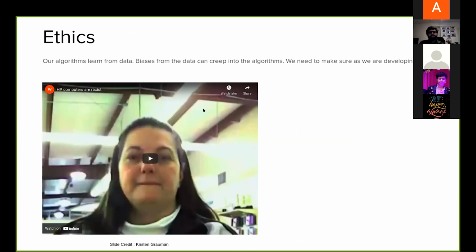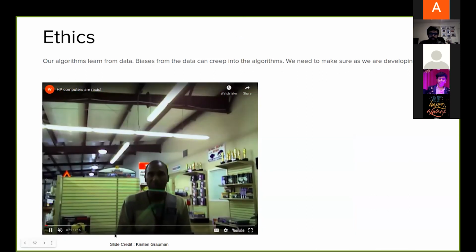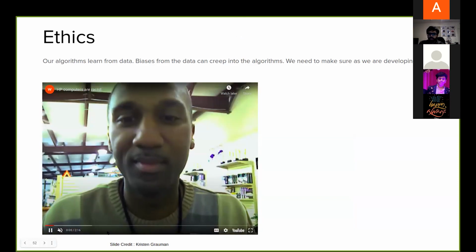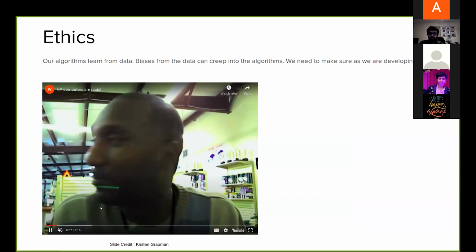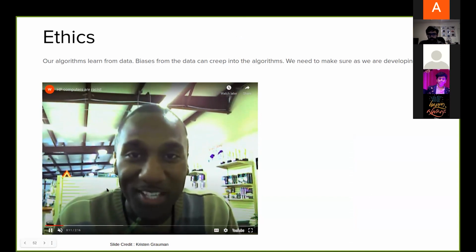Now there is an important thing about ethics also. Because these algorithms are learning from data, often the data sets only have, let's say, white faces and fewer black faces. So the algorithm does not detect the faces. Early on, because of the fault in collecting data sets, this computer is not identifying this black man's face. Okay.